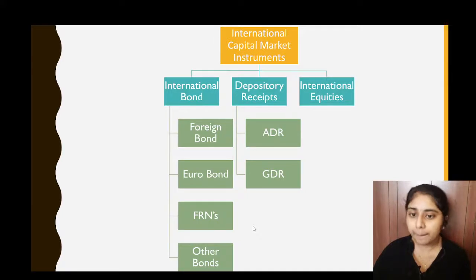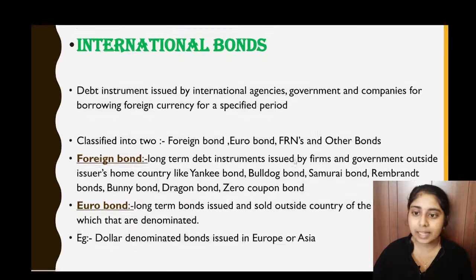International capital market instruments can be classified into three: international bonds, deposit receipts and international equities. Under international bonds come foreign bonds, Eurobonds, FRNs and other bonds. Under deposit receipts come ADR, that is American Depositary Receipt, and GDR, that is Global Depositary Receipt. So let's first see the international bond.